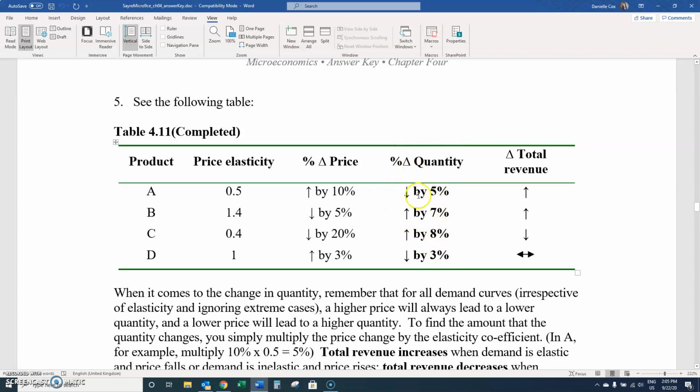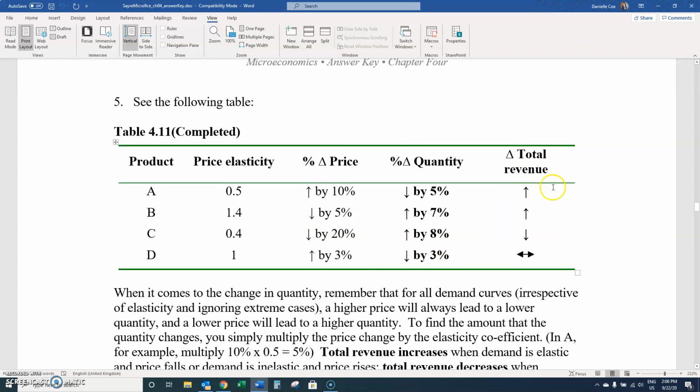Now we need to indicate what direction. No matter what happens, it's always going to be the case: if price goes up, quantity demanded goes down. If price goes down, you're going to want to buy more, so quantity is going to go up. Same thing, price drops, you're going to want to buy more, quantity demanded is going to increase. Or if the price goes up, you're not going to want to buy as much, so the quantity should go down.